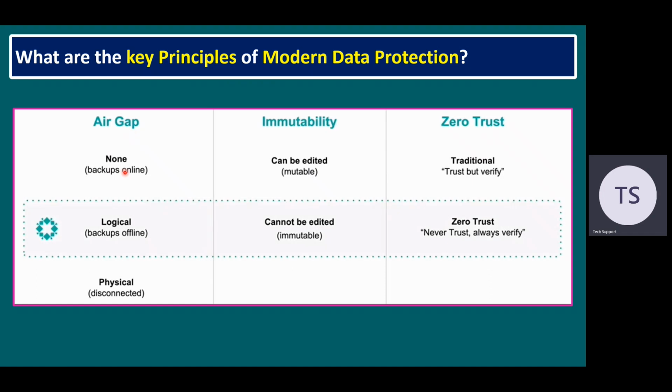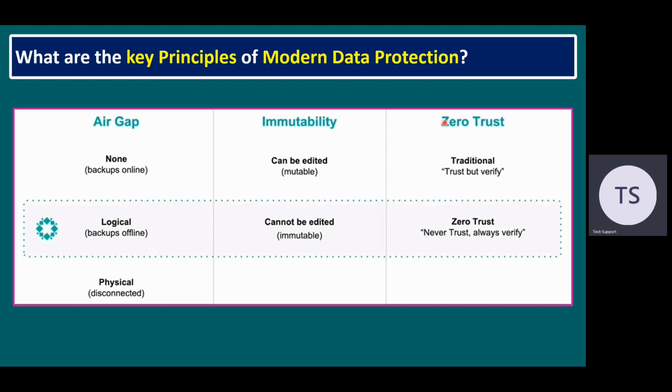Another key principle is immutability. Immutability is nothing but cannot be edited. Once your backup is completed, it is completely locked. There is no chance of editing your backup data. So this is also one of the key principles for protecting your modern data. Cannot be edited is immutable. If your data can be edited, that is mutable.